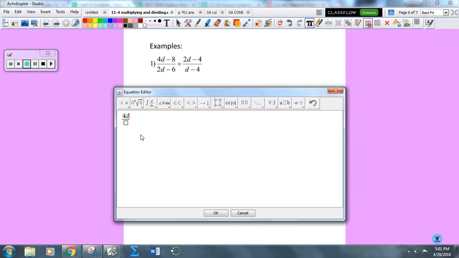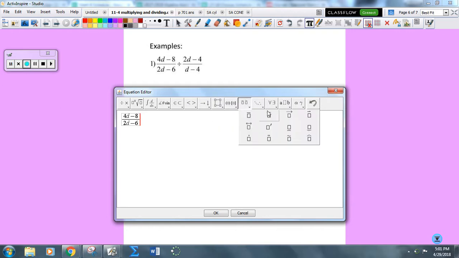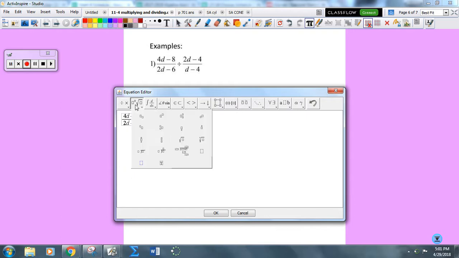So I have 4d minus 8 over 2d minus 6, and I am going to multiply that, I'll use the star. And then I'm going to flip the second fraction there. D minus 4 over 2d minus 4.